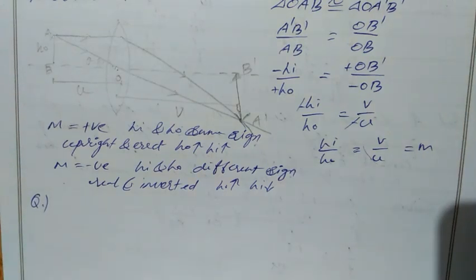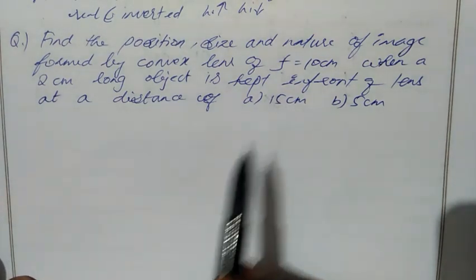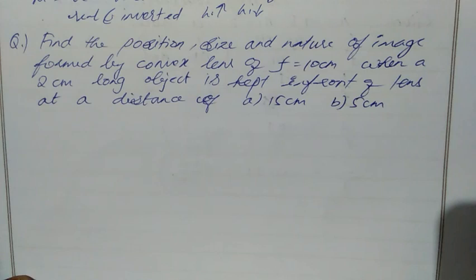First question, find the position, size and nature of image formed by convex lens of focal length 10 cm when a 2 cm long object is kept in front of lens at a distance of A 15 cm, B 5 cm. So we have two questions here.